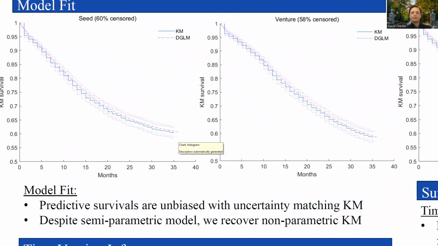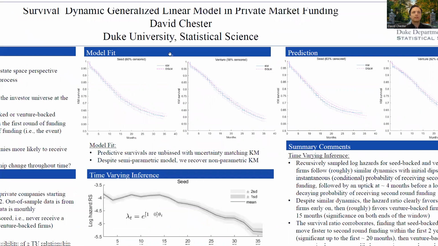In terms of model fit, when we overlay the predictive survival functions on the KM plots, we see a direct match both with the median prediction and uncertainty intervals. This is of particular import since we obtain time-varying parametric inference, which we cannot get with Cox regression, but we still recover the non-parametric KM plot, which is our insurance policy, if you will.